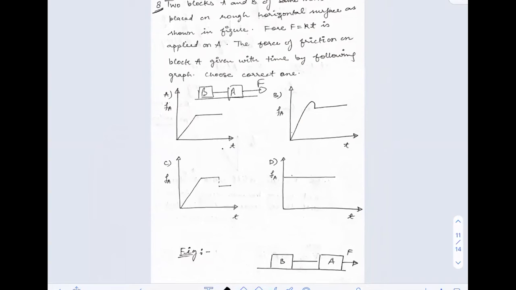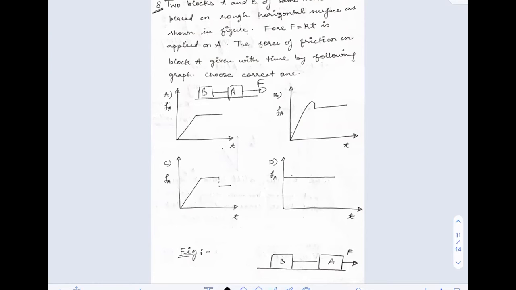It is saying that two blocks A and B of the same mass are placed on a rough horizontal surface as shown in the figure. Force F equals Kt is applied on A. The force of friction on block A with time is given by the following graph, choose the correct one. So this is the figure you have, and you have to draw the frictional force on A with respect to time. How is it going to change? Any answer?